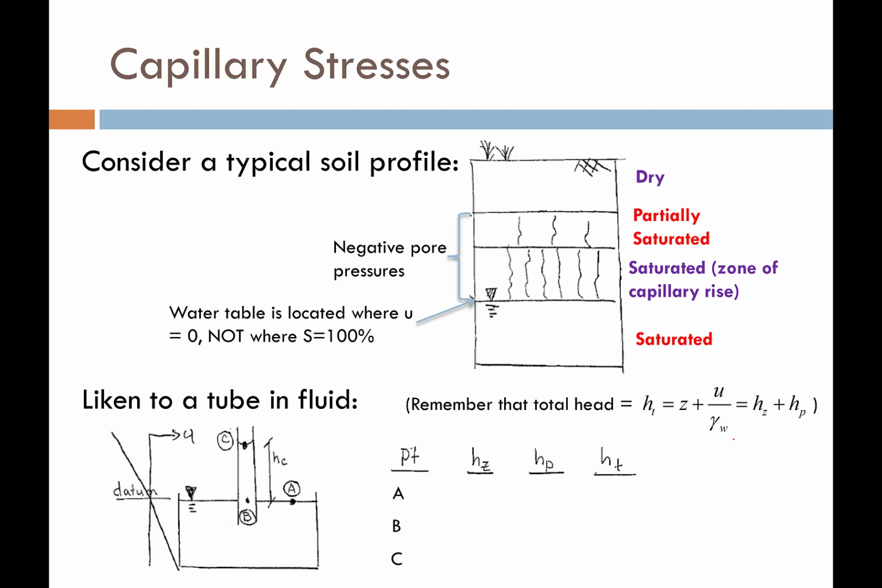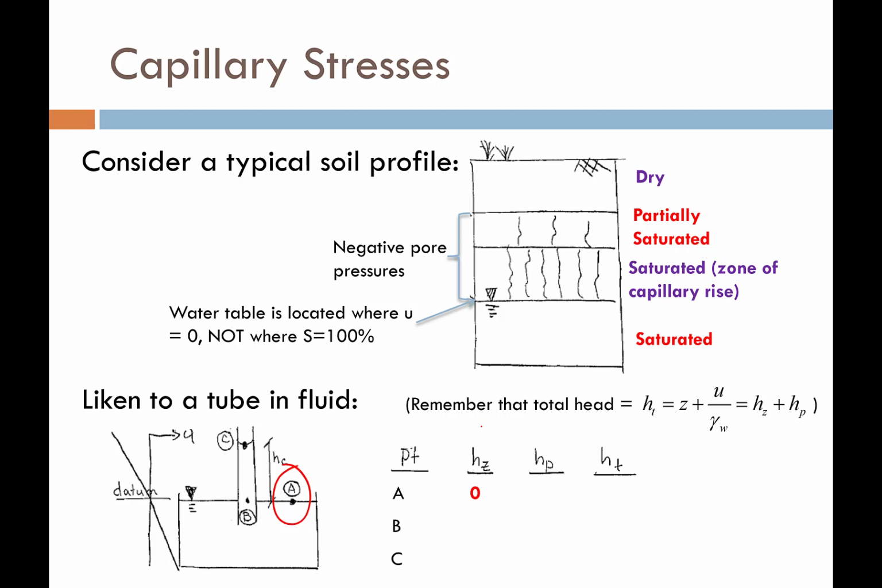So here we go. I've got 3 points. Let's look at point A first of all. So point A is right here. It's on the surface of the fluid. Here is my datum. It's equal to the height of the top of the fluid. Because elevation head, h sub z, is equal to the vertical distance from my datum to my point of interest. And because my point of interest is right on top of my datum, then I would say that the elevation head for point A is equal to 0.